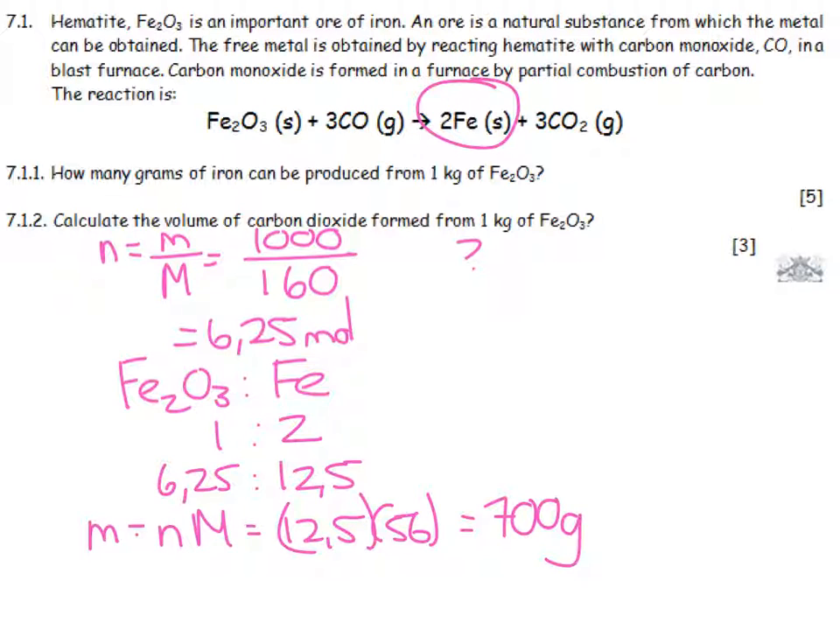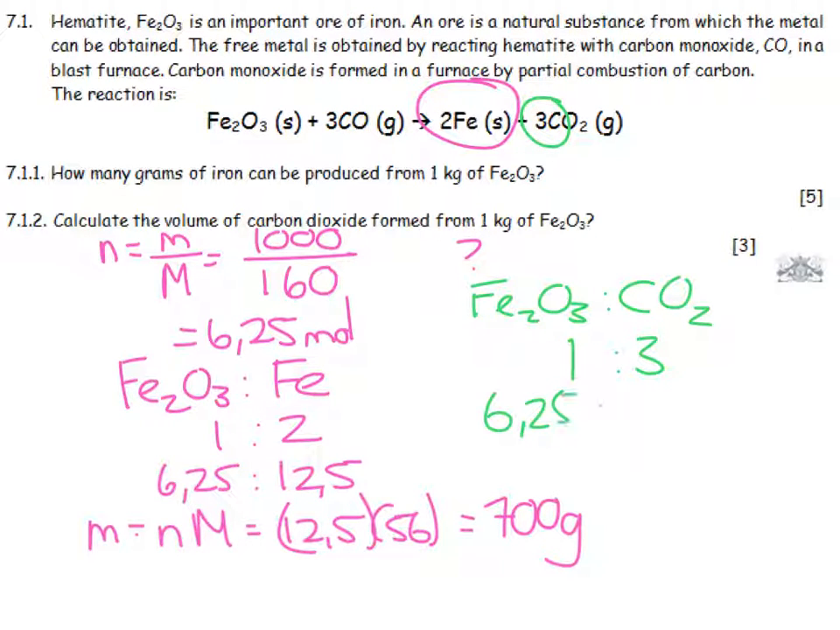Calculate the volume of carbon dioxide formed. So I've got the same number of moles here, but this time I'm going to deal with carbon dioxide, and therefore iron oxide is to carbon dioxide as 1 is to 3, and therefore 6,25 is to 18,75, and I now am interested in a volume.